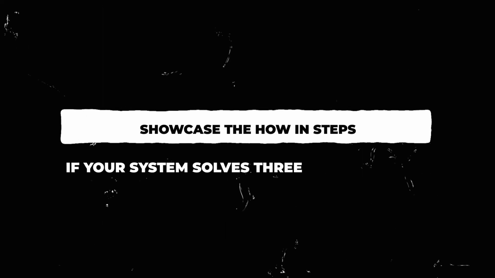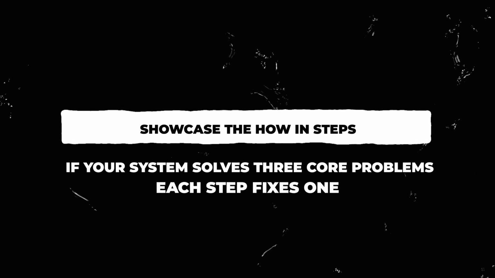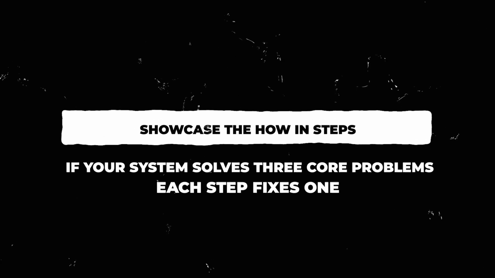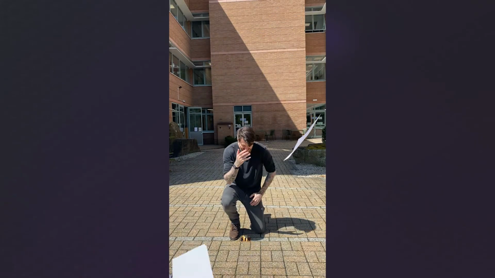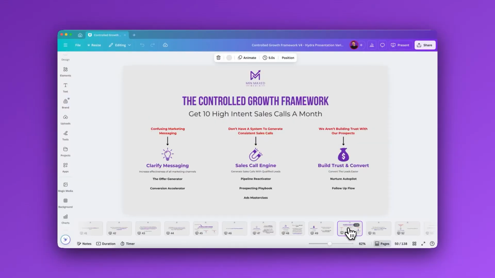Now ideally this is 3 clear steps. For example, if your system solves 3 core problems, each step should fix one of those core problems. So as an example, let's say the main thing that we deal with is marketing. Now most people who struggle with marketing have 3 core issues. The first is their messaging is off, the second is they don't really have a system to bring in leads, and the third is they struggle to close those leads. So your 3 steps would be clarify the messaging, bring in the leads, and then close the leads.